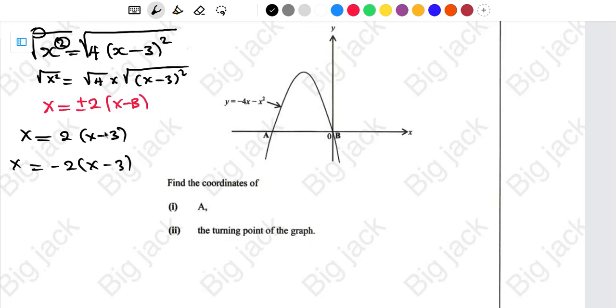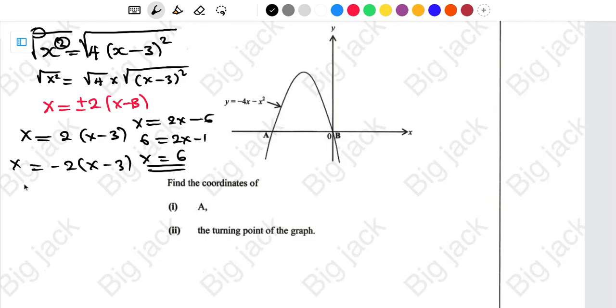So from here we can see that we can multiply 2 throughout what we have inside the brackets. So what are we going to have? x is going to be equal to 2x minus 6. When this one goes to the other side, and this one goes to the other side, we're going to have 6, then 2x minus 1. So x is going to be equal to 6. That is for the first part.